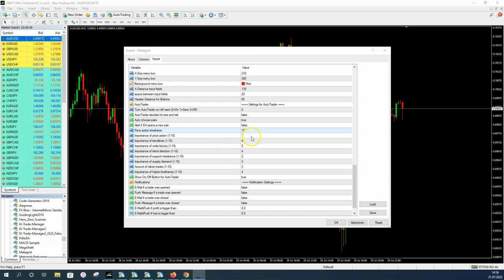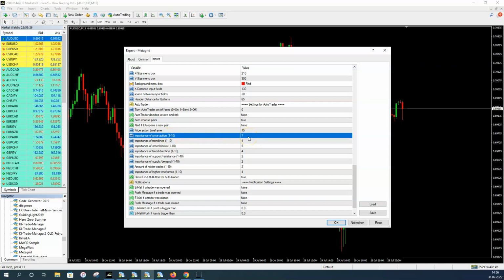And now you have a lot of new setting options which were not there in the old version. You can now decide how the EA should act on your pairs. First of all, the importance of price action. Here you can define how important the price action is for you and your trades. You have the possibility between 1 and 10.